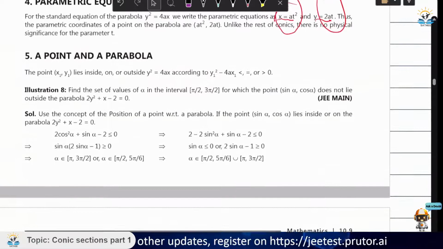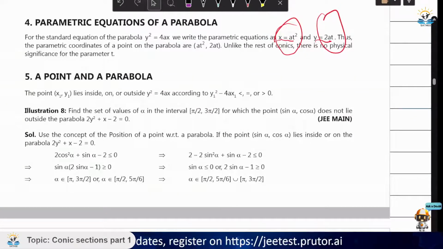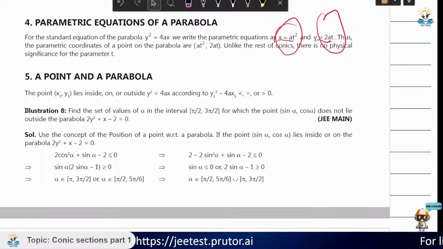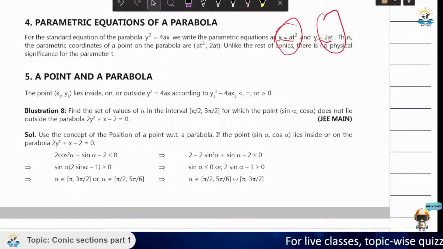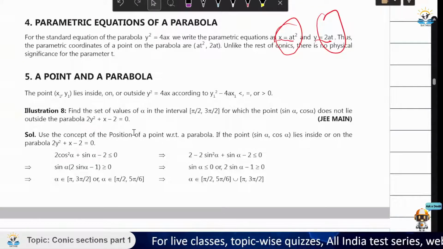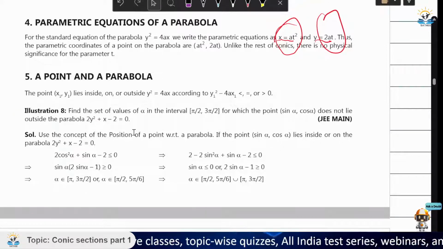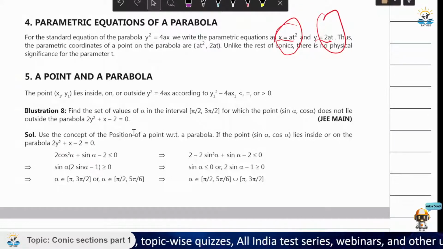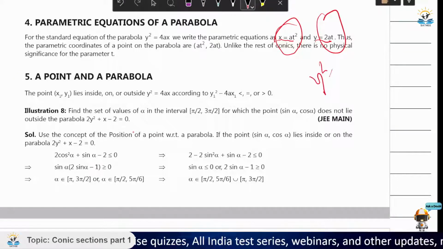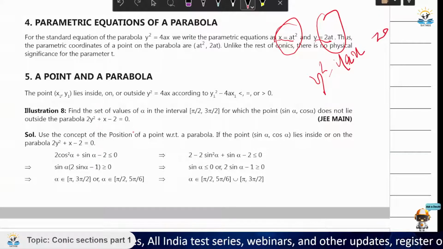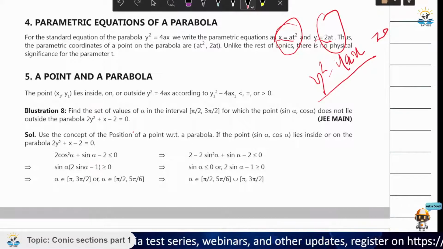Okay, so now moving on. A point and a parabola. That is also very easy. This is very similar to what we did for the ellipse. So what do we do here is we put the... I think there is a network issue, there is a crack in the voice. Okay. So what we do here is, if the point x1, y1 lies on or outside, we take the equation y square minus 4ax is equal to 0 and see if this is less than 0, then it is inside.